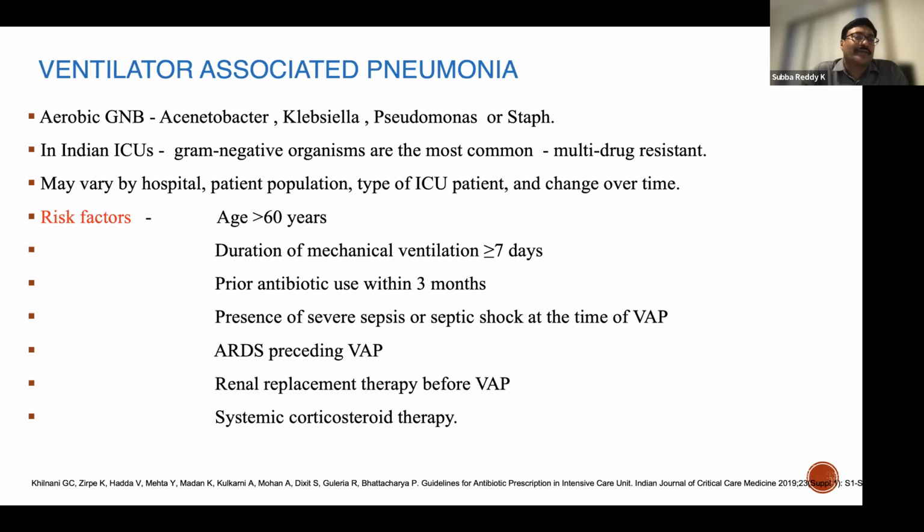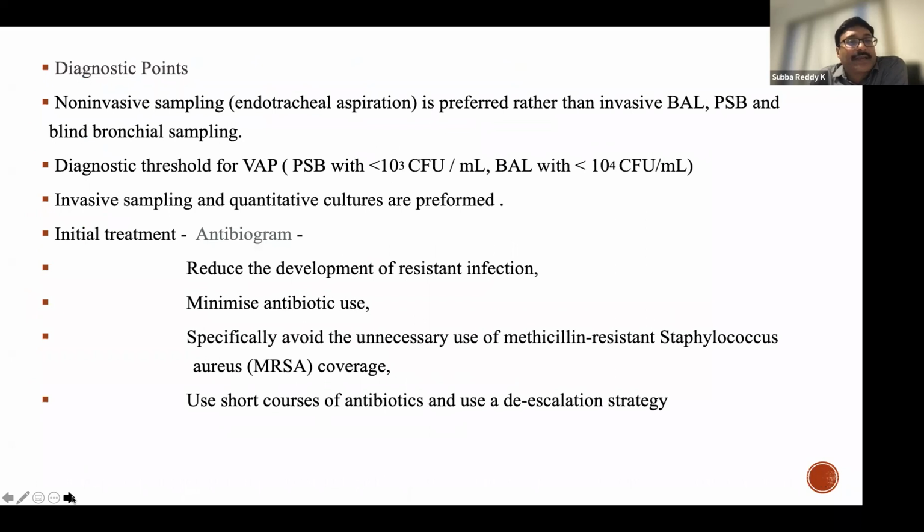Other than neuro infections, patients can develop ventilator-associated pneumonia. The most common organisms in our intensive care unit are gram-negative multi-drug resistant bacteria: Acinetobacter, Klebsiella, Pseudomonas. Staph is rare. And the risk factors we all know: age more than 60 years, duration of mechanical ventilation, prior antibiotic usage, ARDS preceding VAP, and renal replacement therapy when the patients are on systemic corticosteroids.